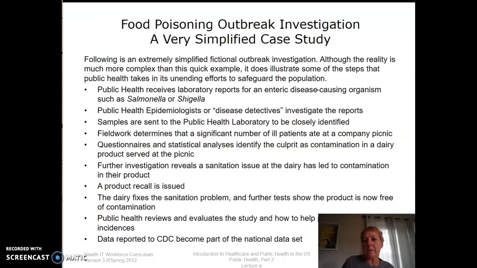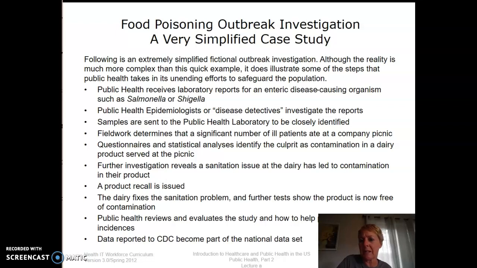Food poisoning outbreaks. This is a good one. It's just an investigation, gives you an idea what public health does, but it's simplified and it's fictional. So public health gets a lab report of a disease-causing organism such as salmonella. So the public health epidemiologist investigates the reports. They come in for the salmonella. Samples are sent to the public health labs. Fieldwork determines that a certain number of ill patients ate at a company picnic.